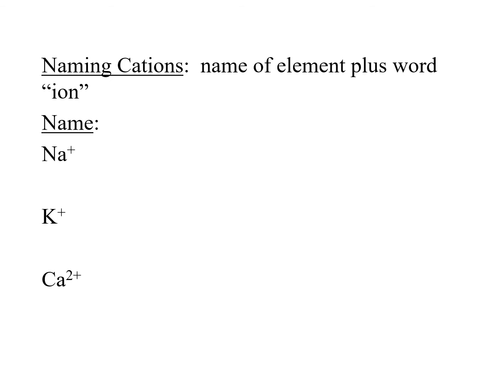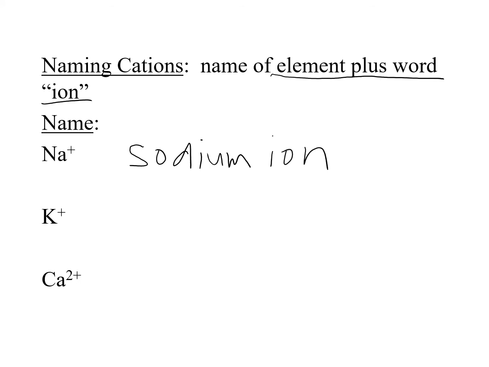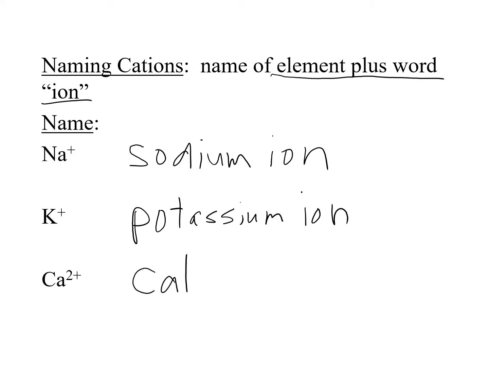To name cations is just the name of the element plus the word ion. So for example, Na is called sodium, and because we have a +1 charge, we know it is an ion, so we write sodium ion. K stands for potassium, and we have a +1 charge, so therefore it is an ion. Ca is calcium, and we have a +2 charge, so we write calcium ion.